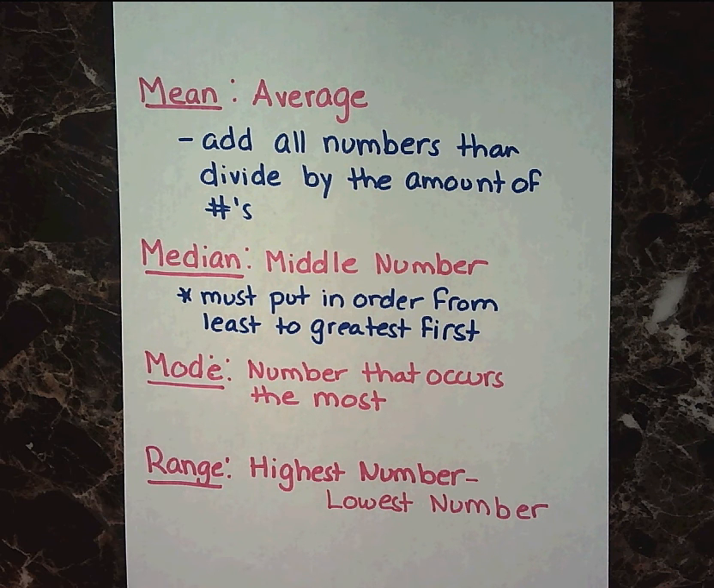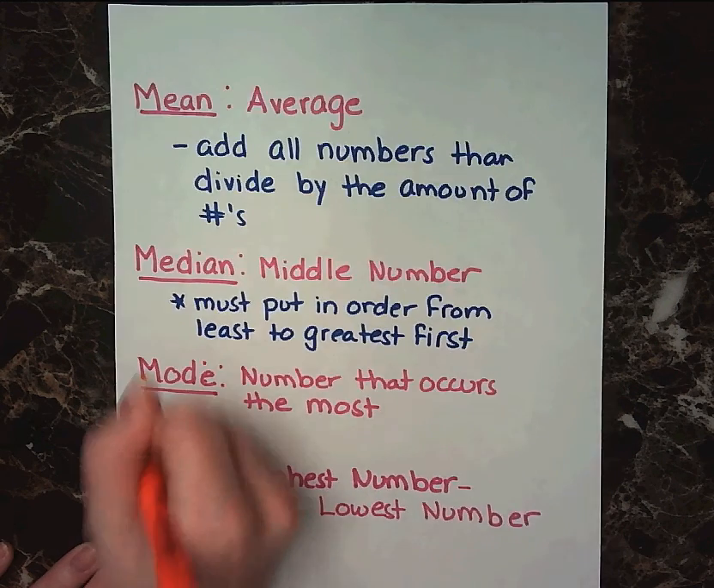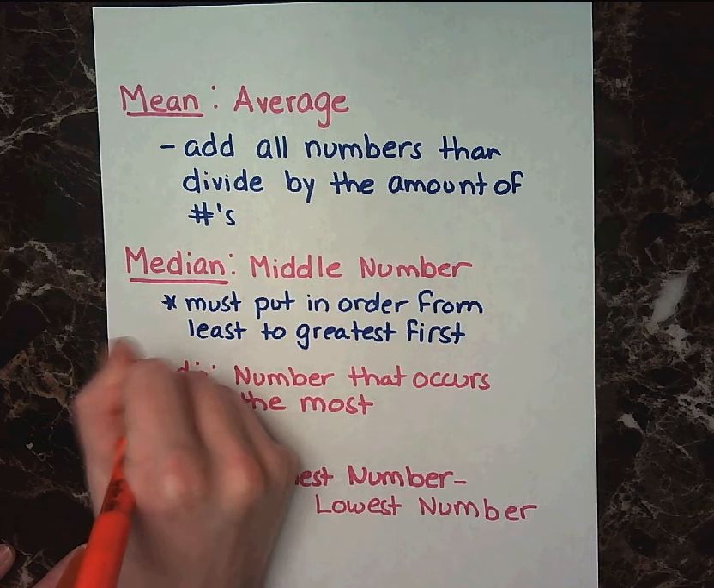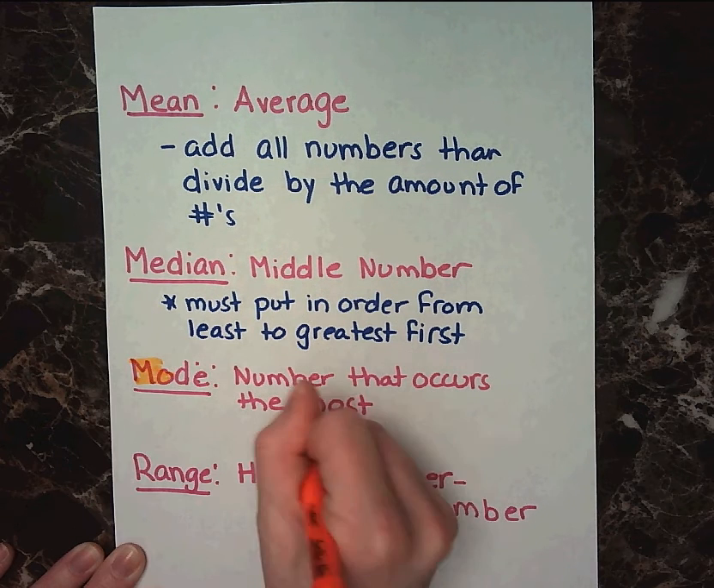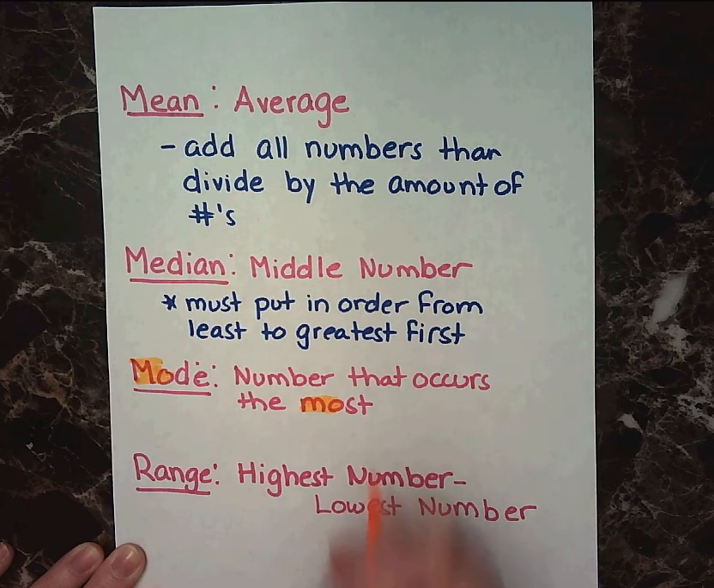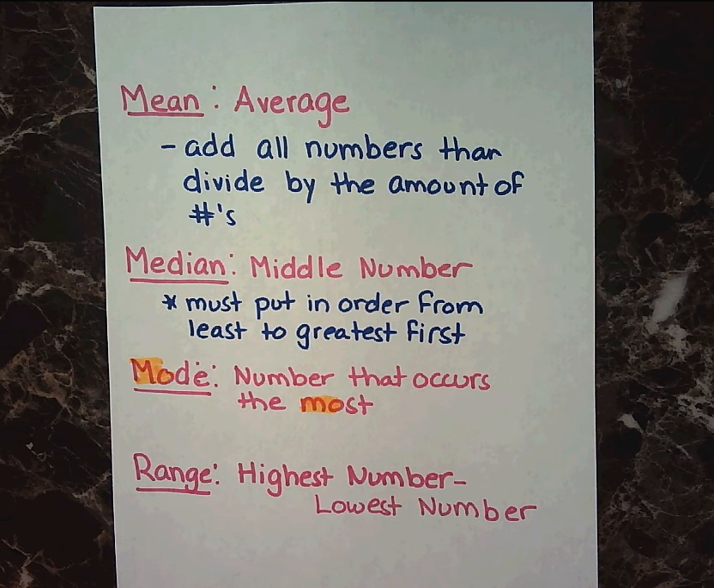So one thing I forgot to mention about mode, the number that occurs the most. The reason I remember it is if you look at the first 2 letters of mode, which is M-O, that's also the first 2 letters of most, which is M-O. Okay, now you may want to keep this information in your notes because you'll be able to use it when you have our quiz coming up.